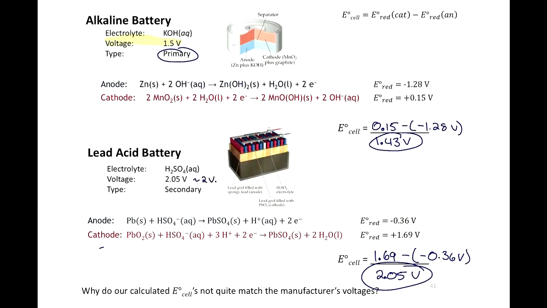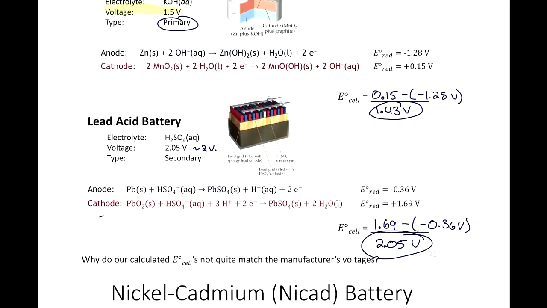You might notice as well, why are our calculated values not necessarily what the manufacturer shows? Remember how we calculated this, cathode minus anode. That only works at what kind of conditions? Standard conditions. So do you think batteries are manufactured into standard condition concentrations? They are not. They're probably going to pack a lot higher concentrations in there than just 1 molarity. So our calculated E cells are different because when these batteries are made, they're not at standard conditions. So that's why they're a little bit different, okay?